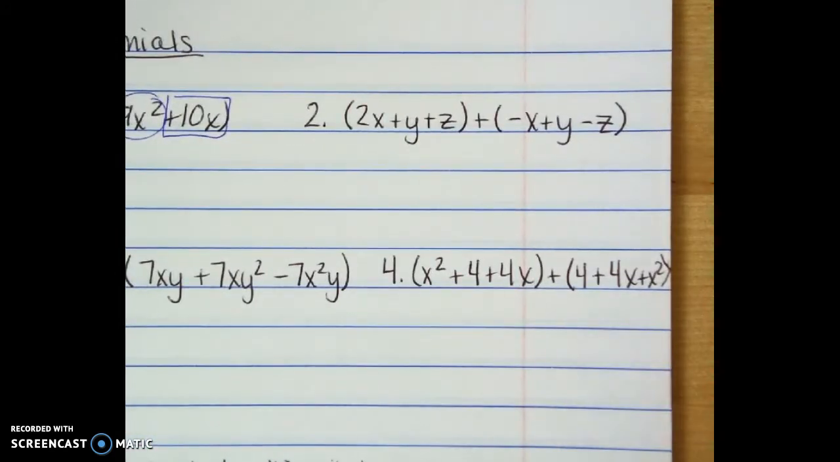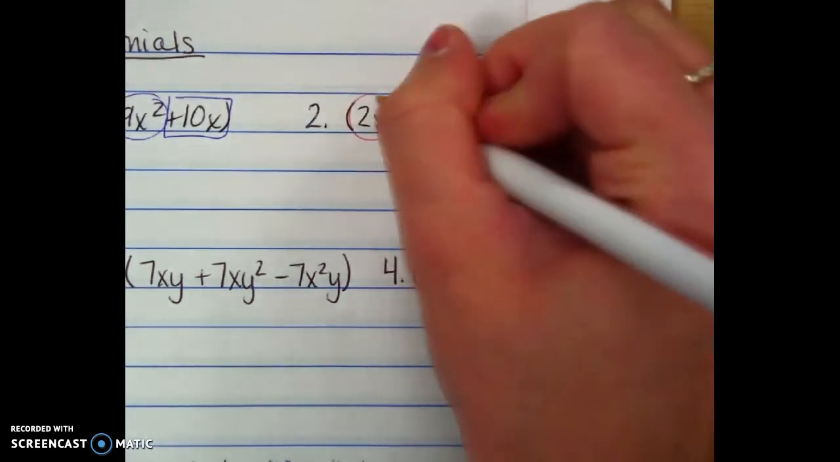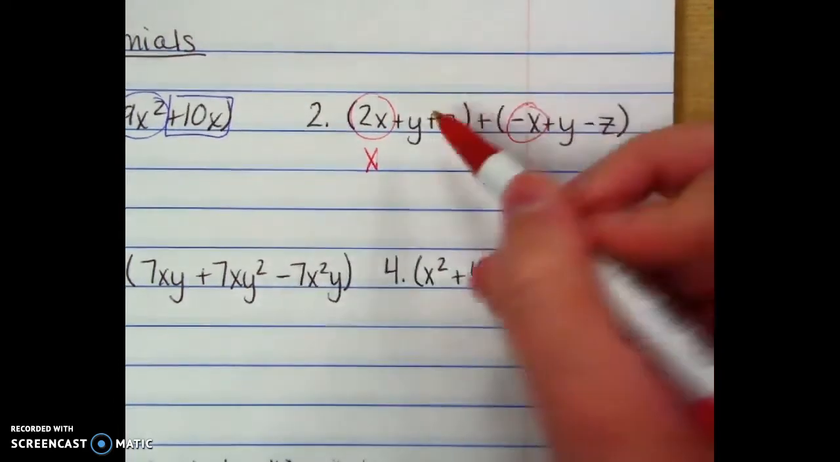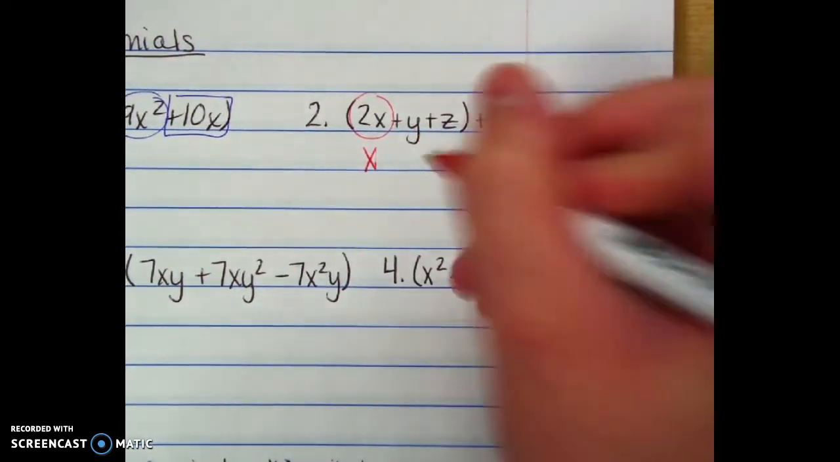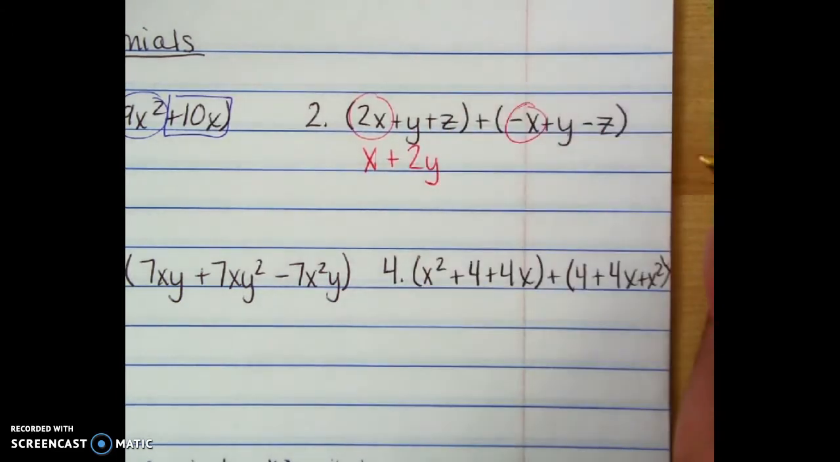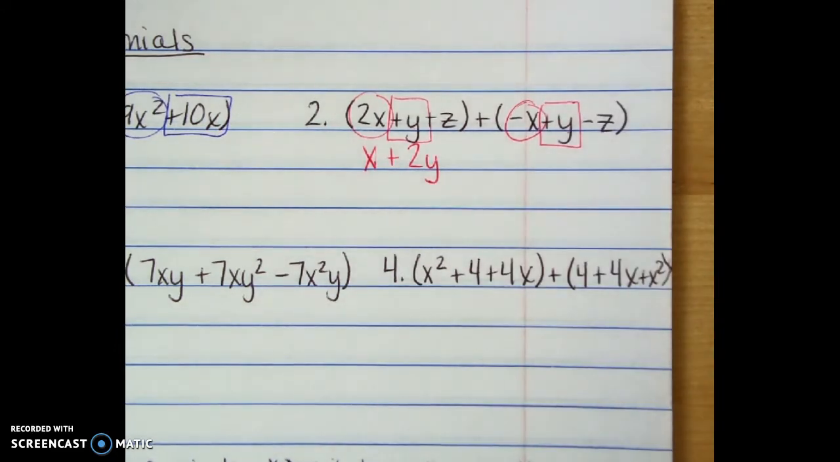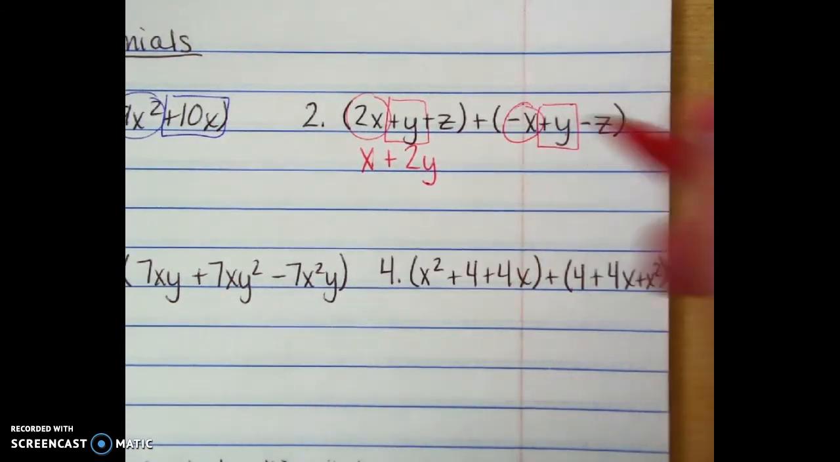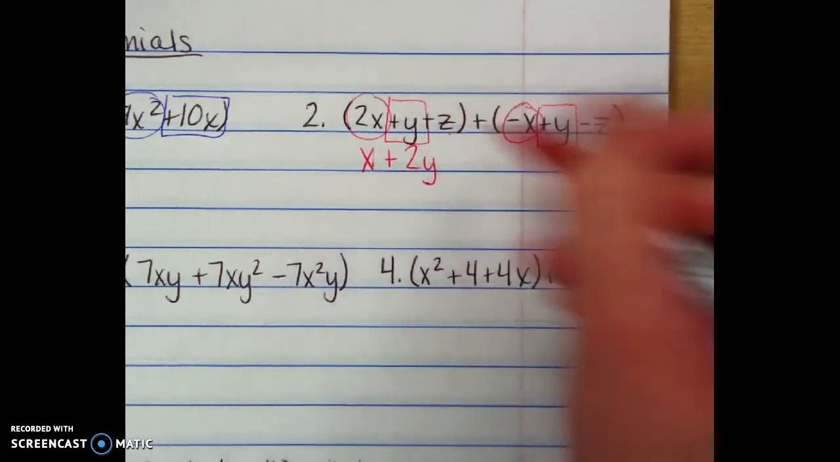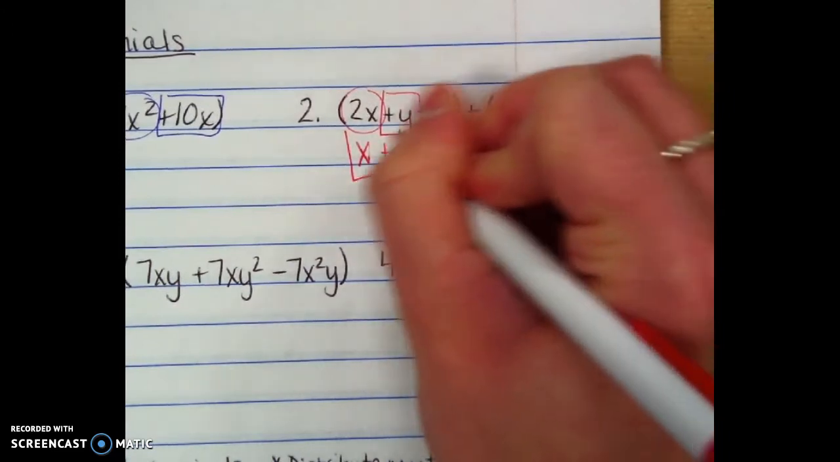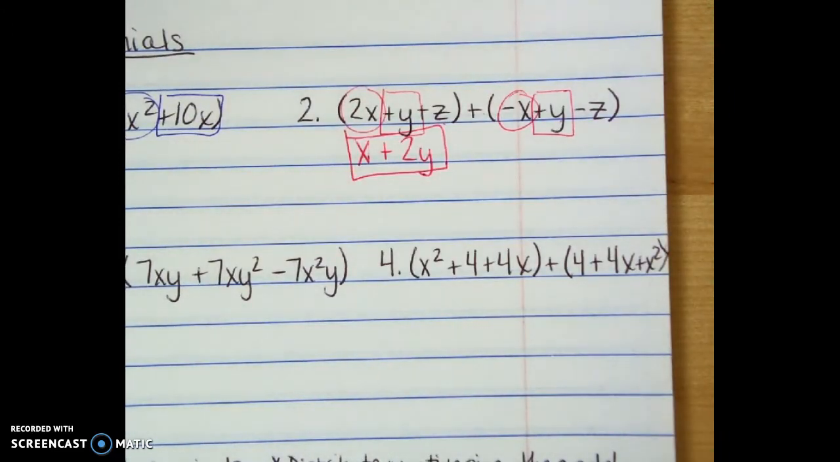Let's look at number 2. Okay, so I have 2x plus negative x, that is just x. y plus y is a positive 2y. And you can circle and box and put a triangle around, or whatever you need to do. I usually draw the lines, like, well, I'll show you on the next one. So z plus negative z is 0, so I don't need that. So that's how that one simplifies.